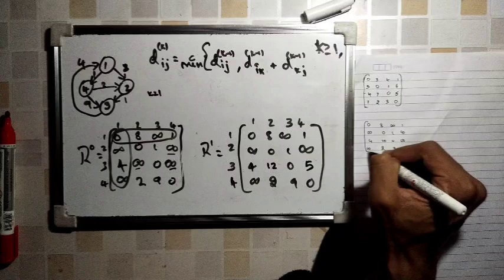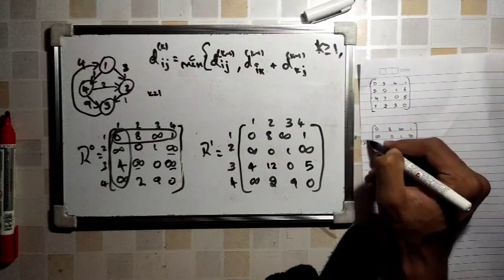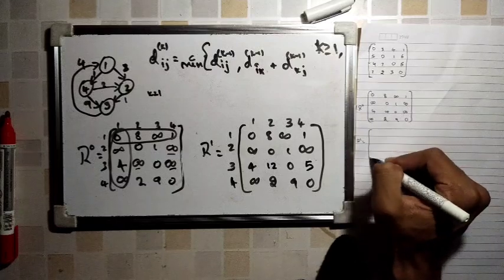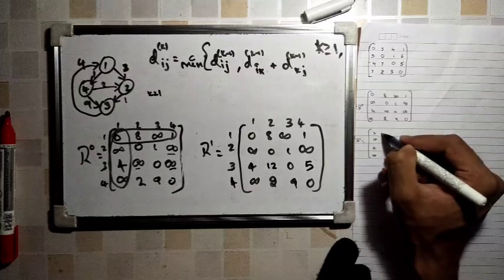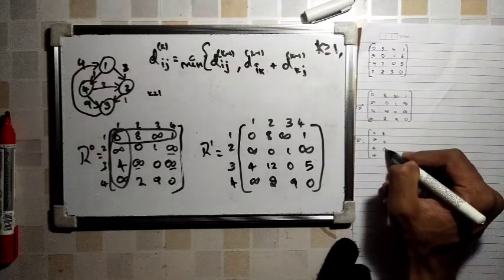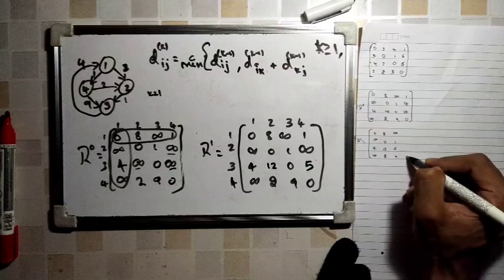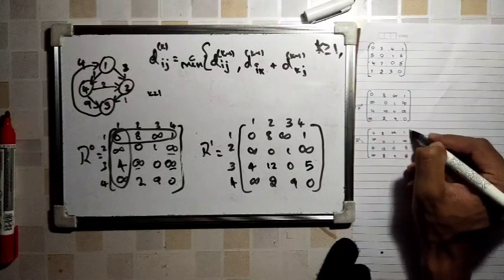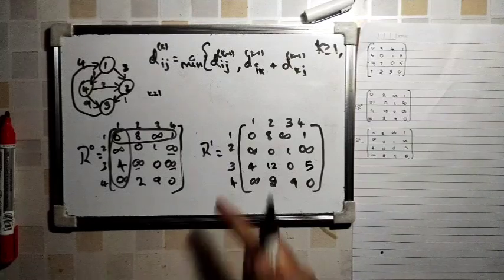So this was my R0, and my R1 is this. I am writing here now. That is 0 infinity 4 infinity, 8 0 12 2, infinity 1 0 9, 5 sorry, 0 5 infinity 1. I am not doing the naming and all, because it will be very time consuming. Anyhow, I am writing here, right?